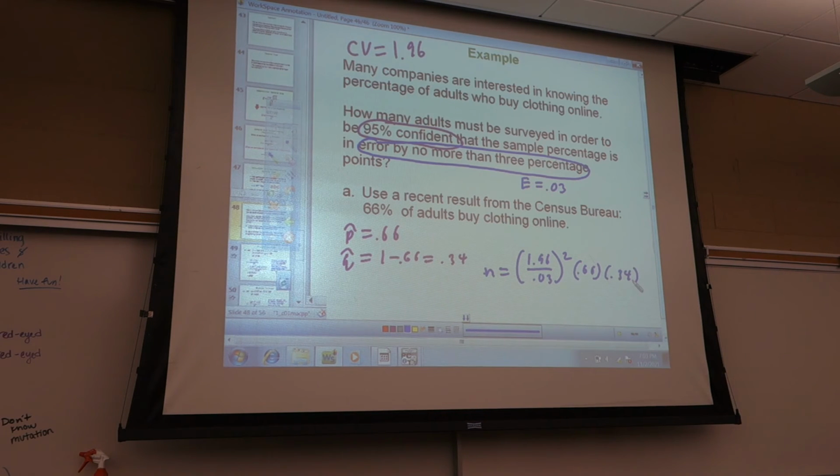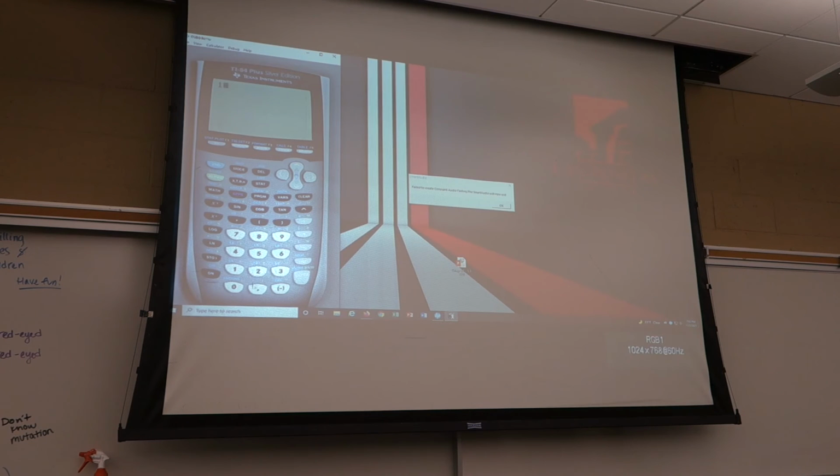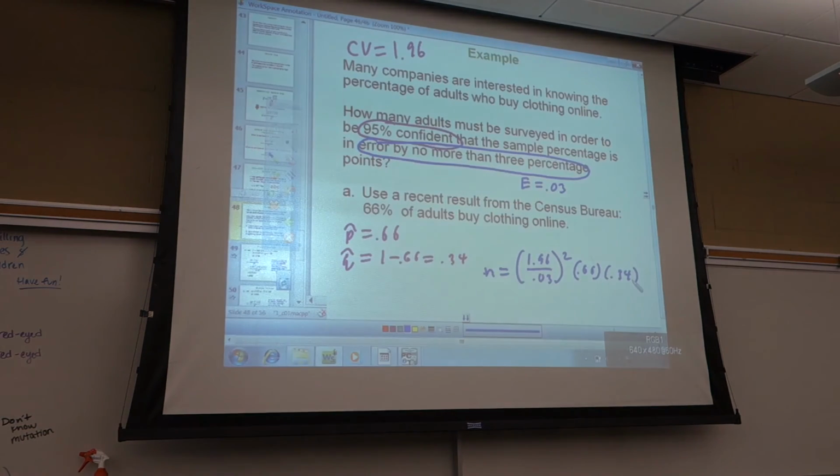Does everyone have this written down? Yes. 5 seconds. 5, 4, 3, 2, 1. All right. So I'm going to do 1.96 divided by 0.03. Enter. I'm going to raise that to the second power. And then I'm going to multiply it by p hat and q hat, times 0.66 times 0.34. I will get 957.84. That's going to round to 958 people. I have to round up, right? 958 people.